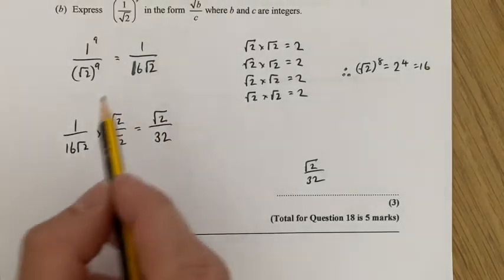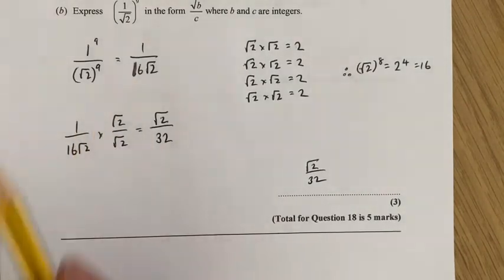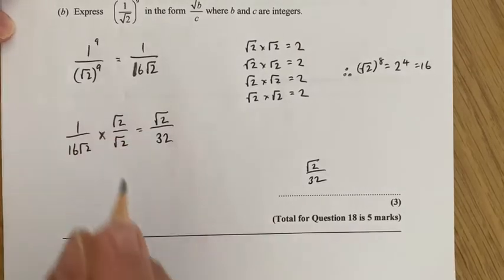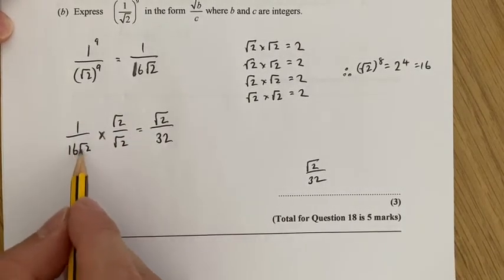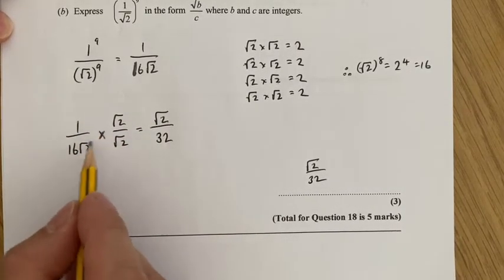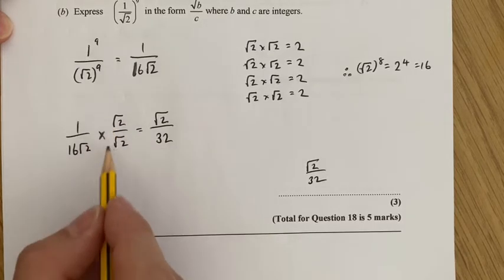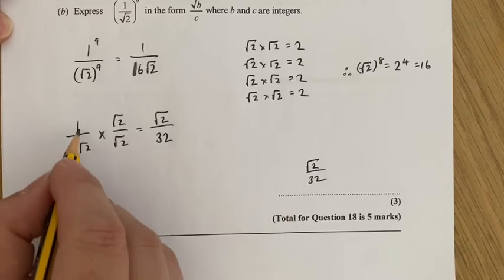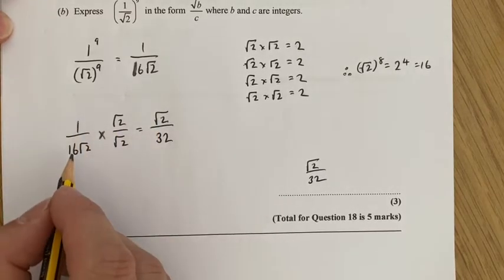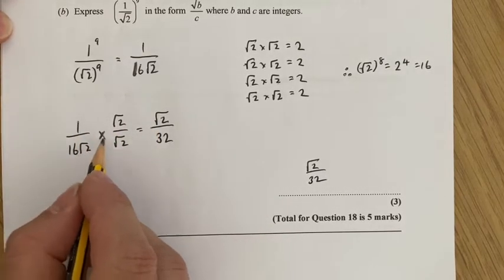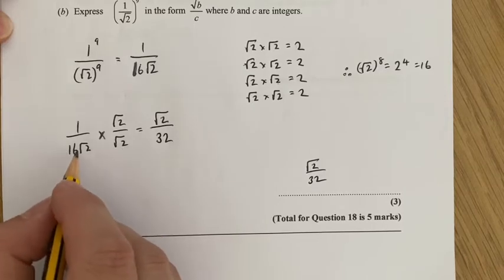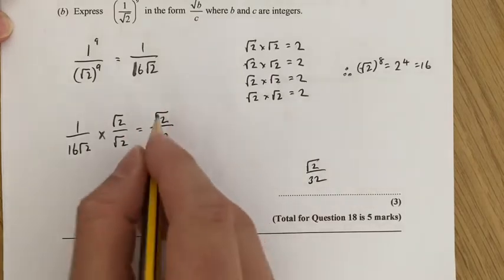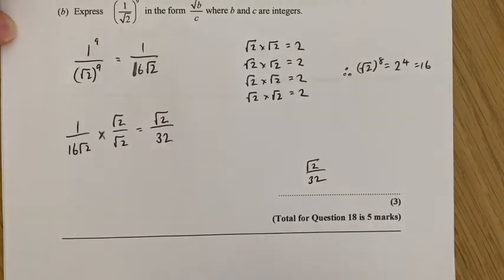And then, because we've got an irrational denominator, a surd on the denominator, we need to rationalise the denominator. To do that, we're going to multiply numerator and denominator by root 2, which keeps the value of the expression the same. So 1 times root 2 is root 2, and 16 root 2 times root 2 is just the same as 16 times 2, which is 32. So the answer is root 2 over 32.